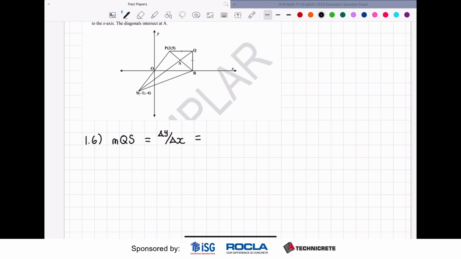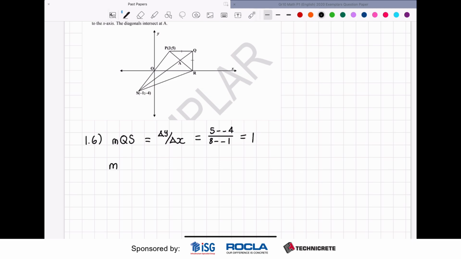And that's going to be the y value of Q minus the y value of S. So y of Q is 5, minus the y value of S. And then the x value of Q was 8 minus the x value of S. These are the other way around. This one the y value is minus 4 and the x value is minus 1. And I get 9 over 9, which is 1.